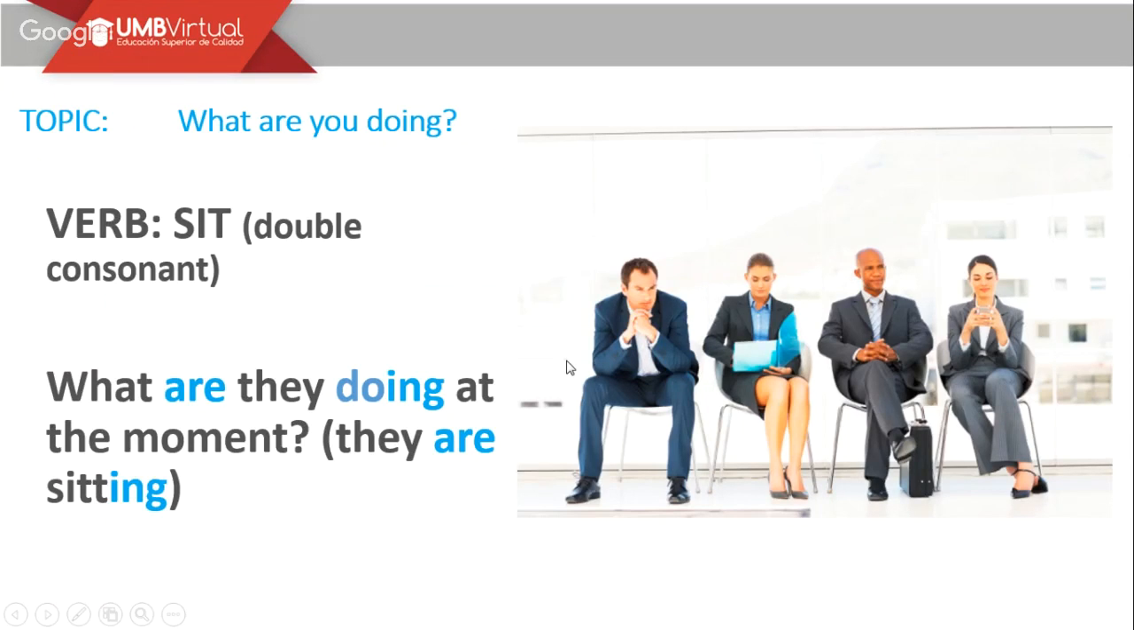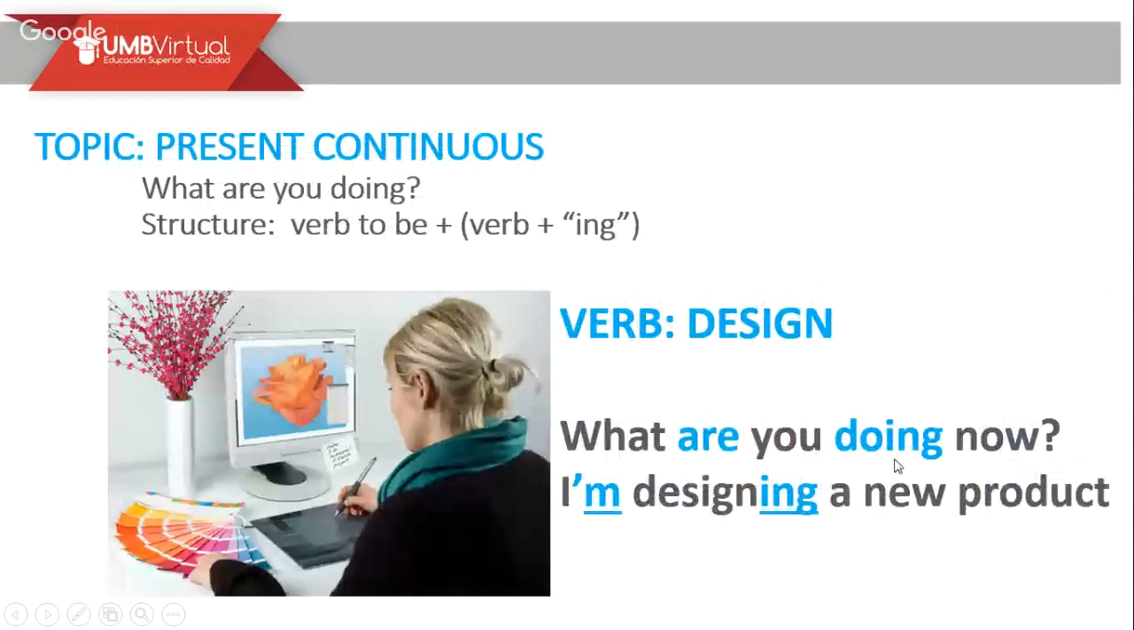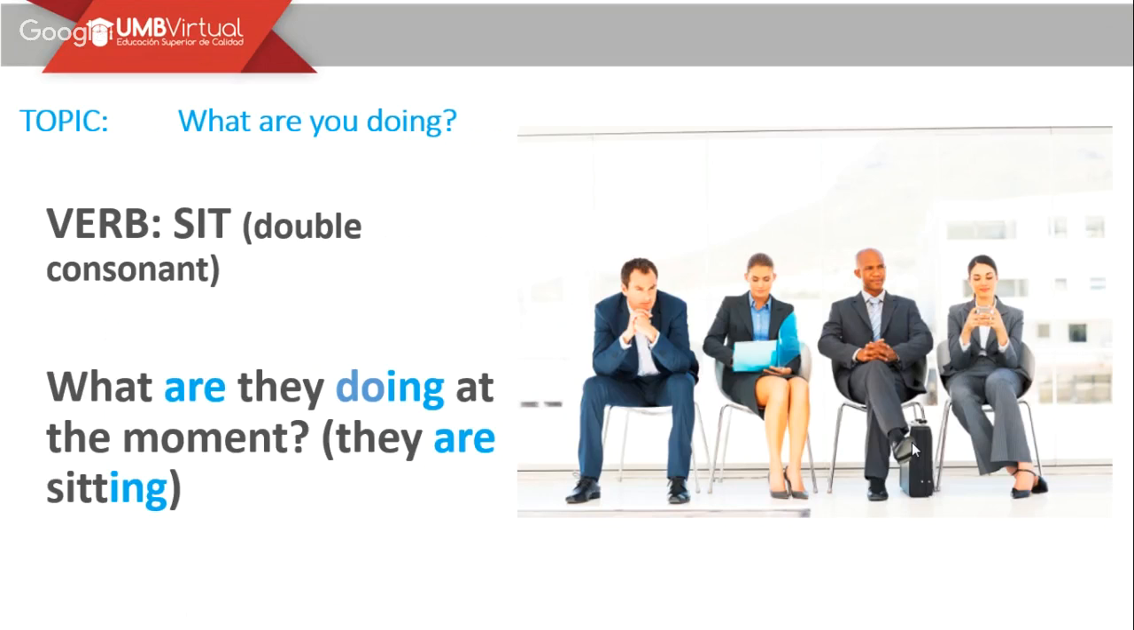So then we have the subject, verb to be plus the verb with ing and the complement. Okay, so this one is going to be do, the original verb, so it's a typical word or the most common way to use this present continuous verb. But if we have the verb sit, we are going to double the consonant.